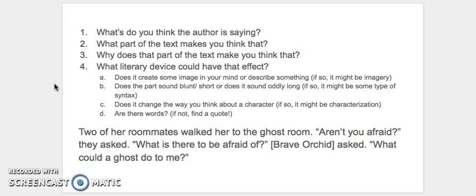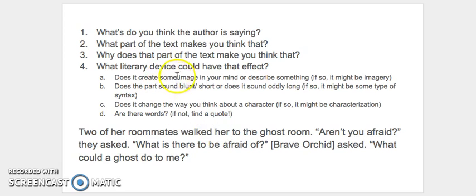And it says, "Two of her roommates walked her to the ghost room. 'Aren't you afraid?' they asked. 'What is there to be afraid of?' Brave Orchid asked. 'What could a ghost do to me?'" And so I thought especially it was when she said, "What is there to be afraid of?" Right? And she seemed very fearless. So I need to find a literary device that allows me to show how Brave Orchid is fearless.